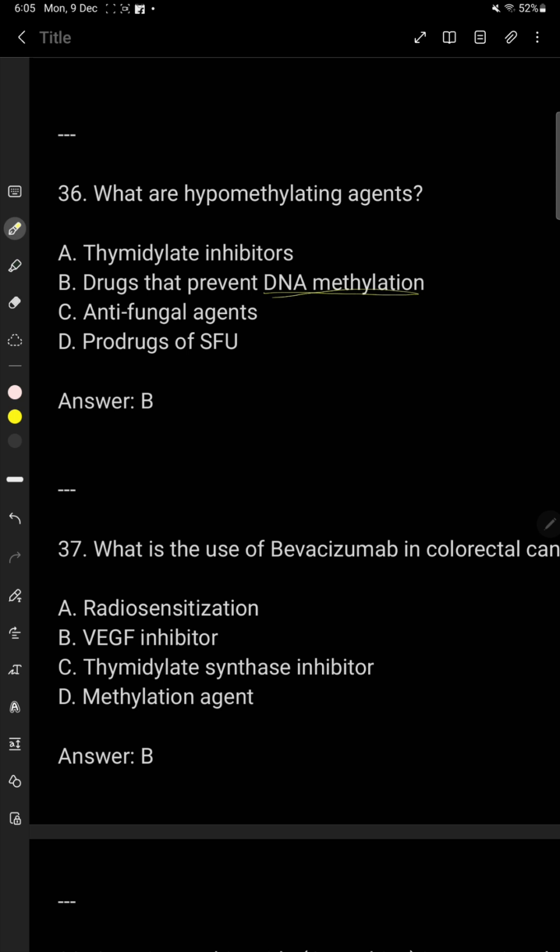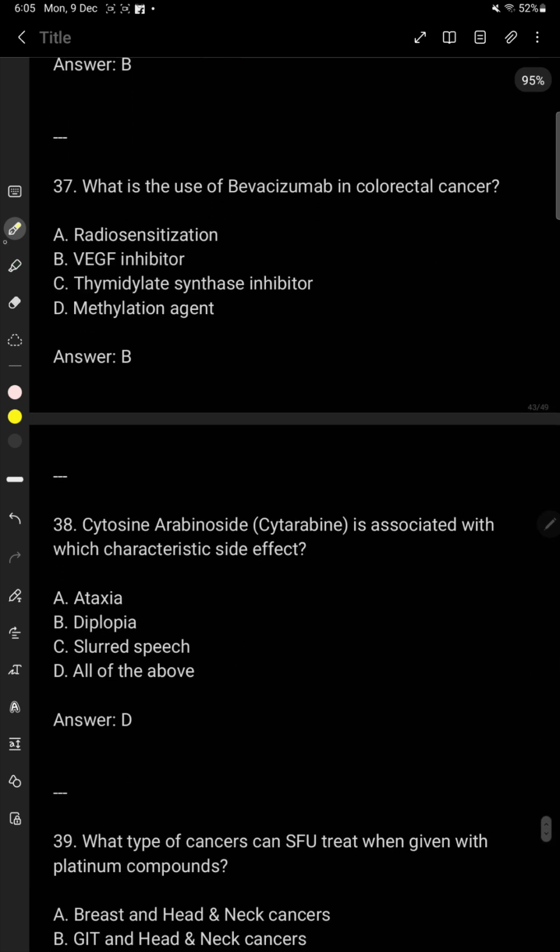What are hypomethylating agents? Drugs that prevent DNA methylation are known as hypomethylating agents, like azacitidine and decitabine. Okay, so azacitidine and decitabine are hypomethylating agents. What is the use of bevacizumab in colorectal cancer? So bevacizumab is a VEGF inhibitor, vascular endothelial growth factor inhibitor, and it prevents angiogenesis in tumors.